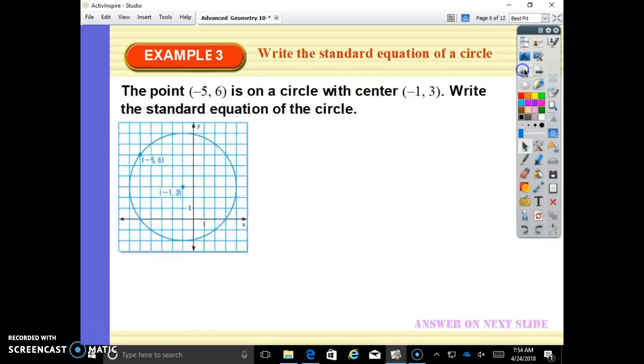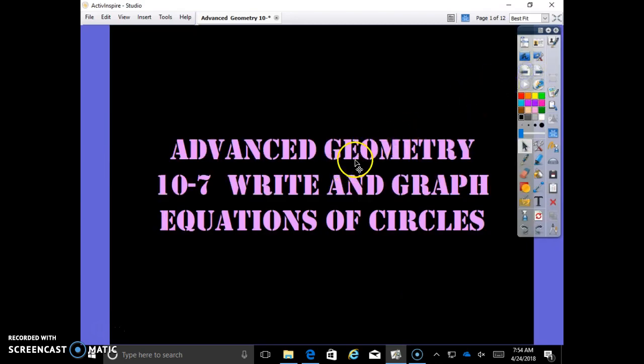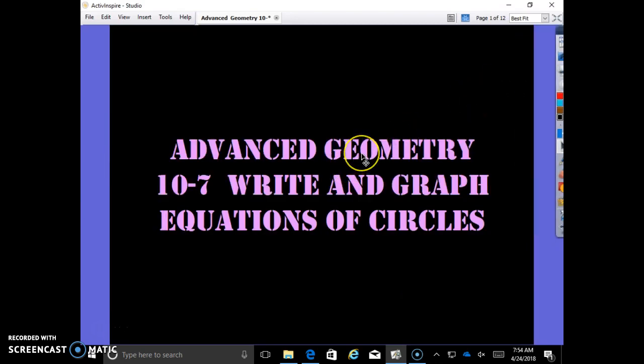And that is our entire lesson on 10.7, graph and write equations of circles. And with that lesson, we are done with chapter 10, which is awesome. And we're moving on to chapter 11. Chapter 11 is our last chapter before the EOC.